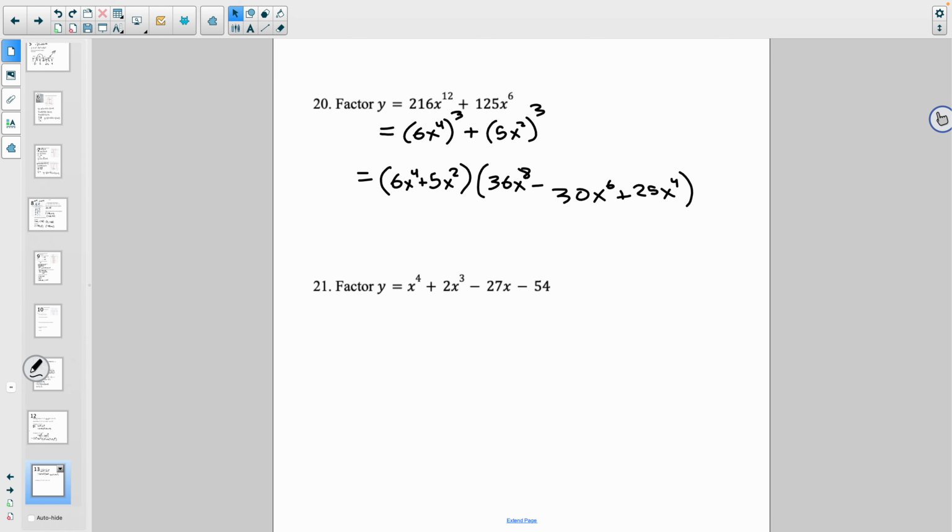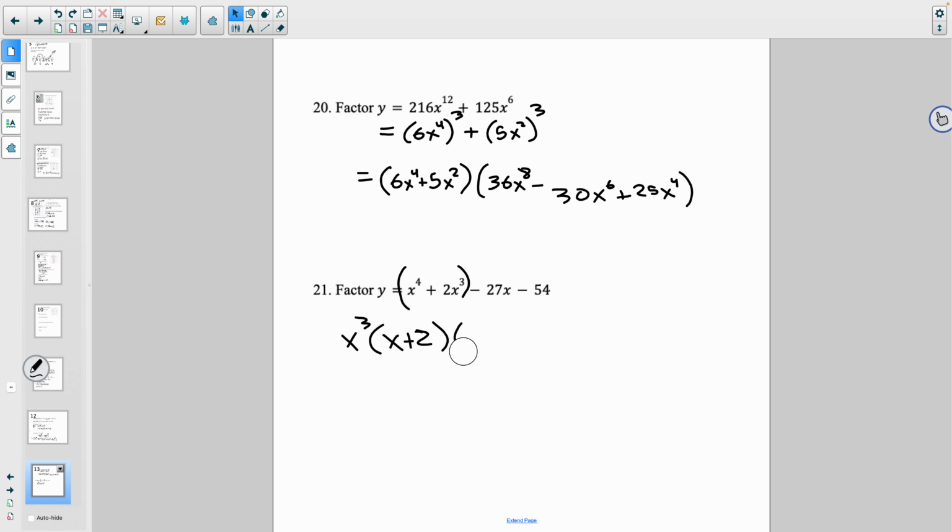This one, if we just factor by grouping, let's see what happens. So this first one, I can factor out an x cubed, and now I'm left with just x plus 2. And here, what if I factor out, I think, a negative 27, minus 27, right? And we're just left with x plus 2, right? And let's see, I can factor out an x plus 2 from both, since they both have an x plus 2. And I'm left with x cubed minus 27, right?